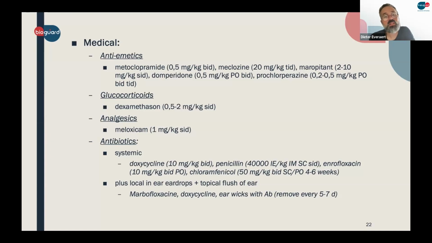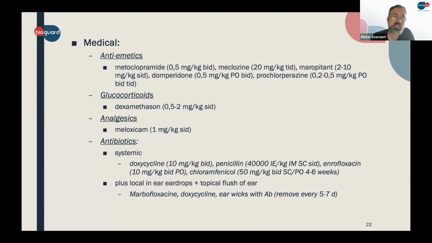Which antibiotics can you start? Systemic antibiotics, we mainly use doxycycline or penicillin G. Enrofloxacin can also be used, but the problem with enrofloxacin is that there's quite a lot of resistance, so I would advise giving it high enough, meaning 10 mg per kilogram twice daily. Chloramphenicol is also really good. The problem in Belgium is we can't get it, but if you can get it, it's a really good thing to use in otitis.